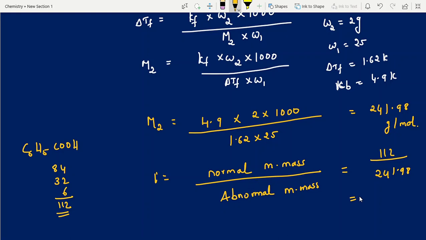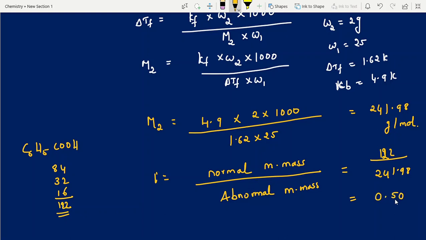Anyone calculated 122? Is this 112 or 122? 8 plus 3, 4 plus 6, 6 plus 6, 12, 8 plus 3, 11. So it is 122. 122 by 241.98, how much, students? Anyone got it? Yes, 0.50.